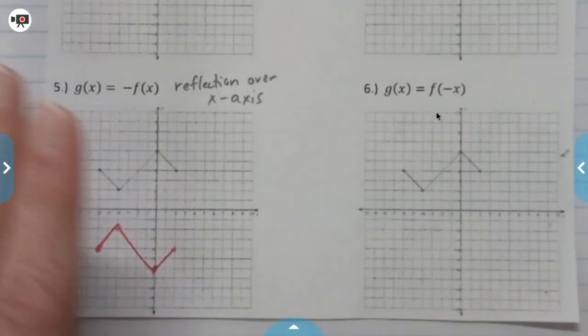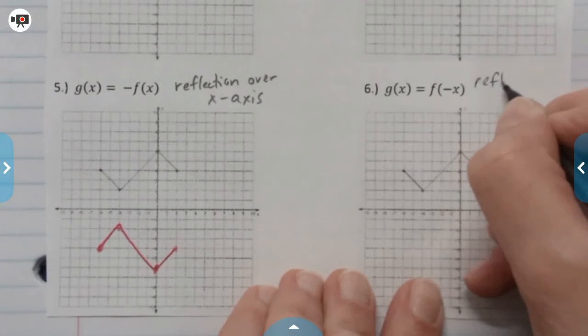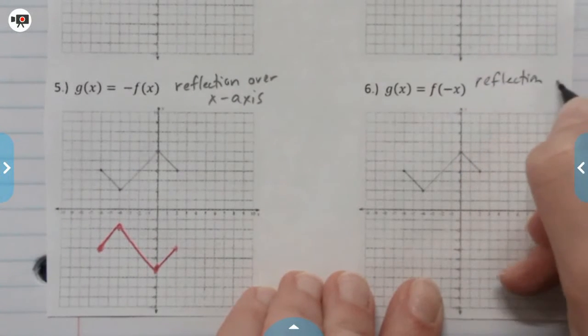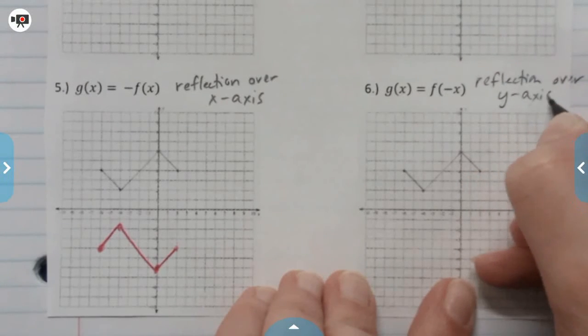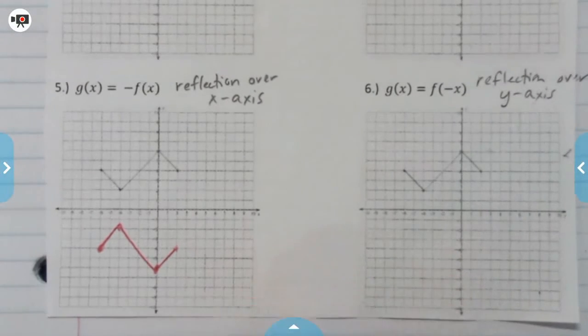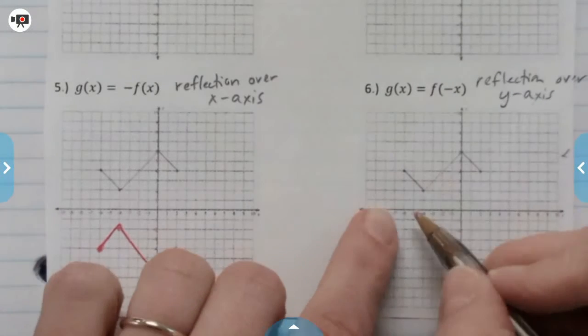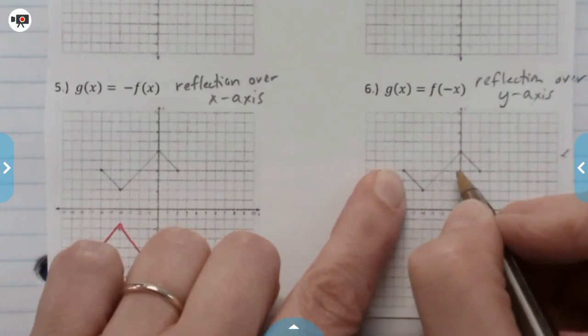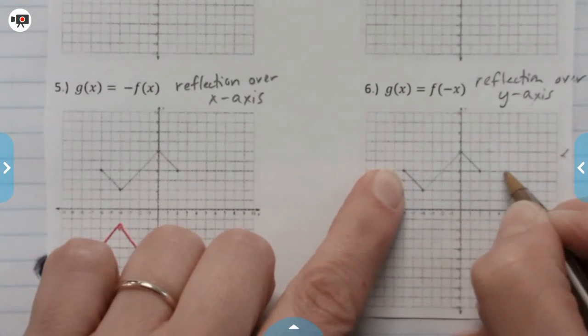And then this last one on here, if the negative's on the inside, it should be a reflection over the y-axis. This one's a little more exciting because it's going to overlap a little bit. I'll just start with this point over here. Here's my y-axis, and it is 6 points left. So I'm going to flip it and make a point that's 6 points right.